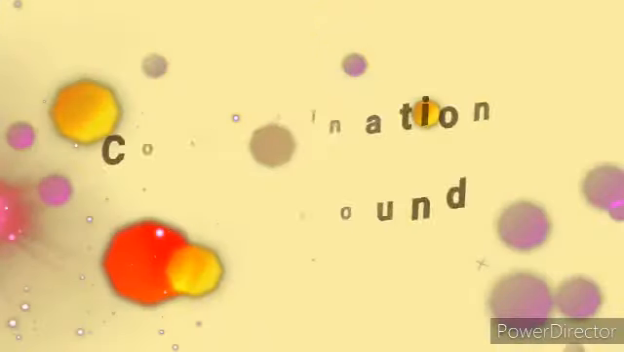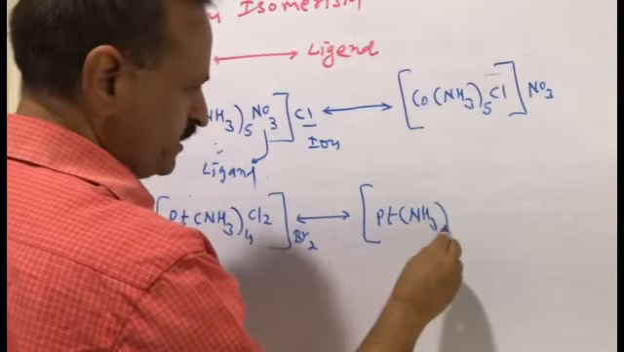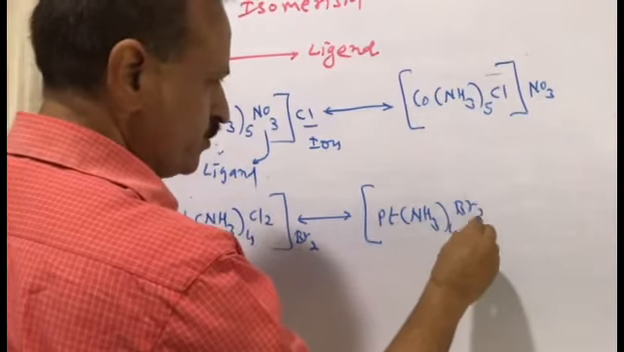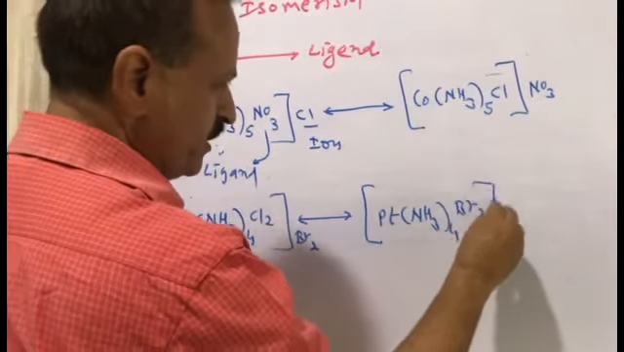So ligand will transfer to ion and ion will transfer to ligand. That is to be said ionization isomerism. Another example, platinum (NH3)4 Cl2 and Br2. Isomers of this one: platinum (NH3)4, here will be Br2 and here will be Cl2.